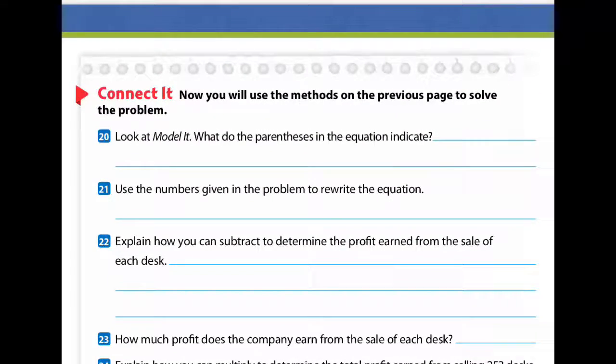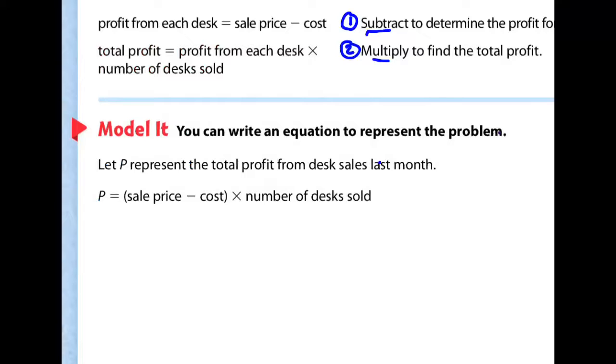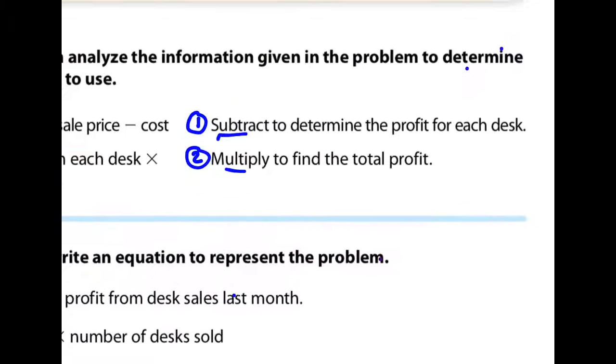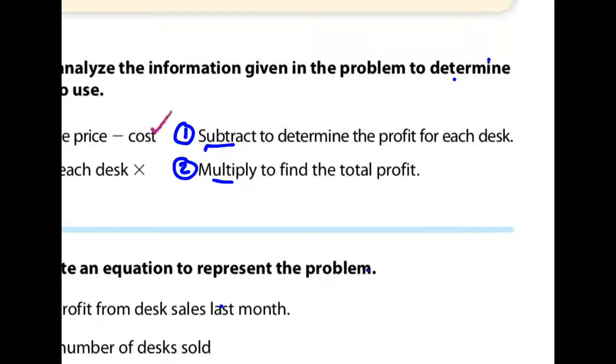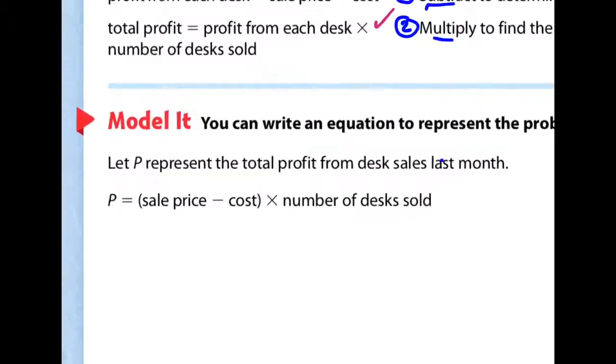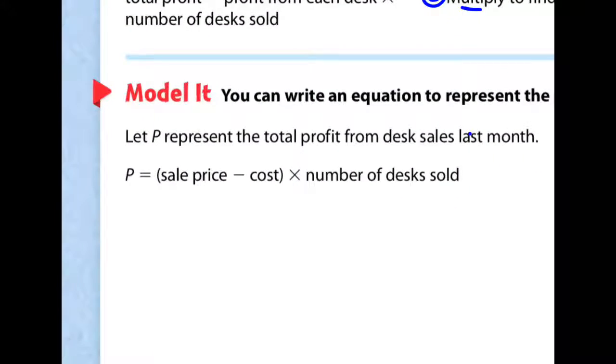So 20 says, look at model it. What do the parentheses in the equation indicate? So let's talk about that. So you know up here how the first thing you do is you subtract, right? And then you multiply. Well, let's go down here and look at the equation. And let's pretend, I'm going to see if I can match the color to erase. Let's pretend that there are no parentheses. Voila, they are gone.